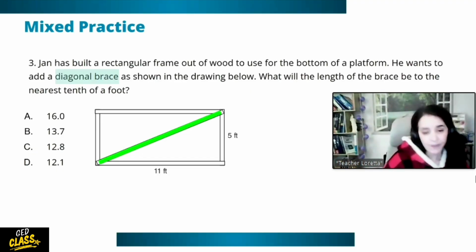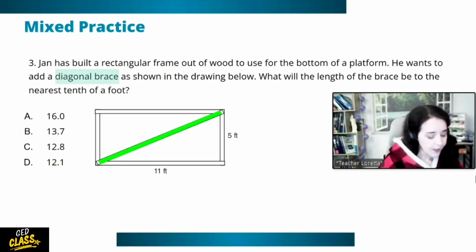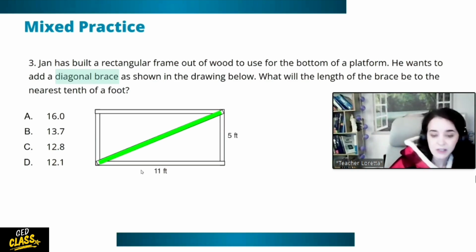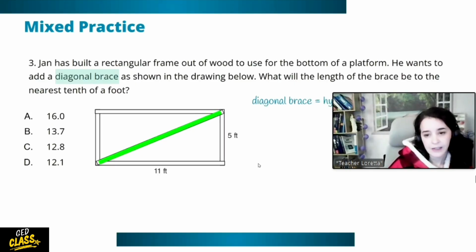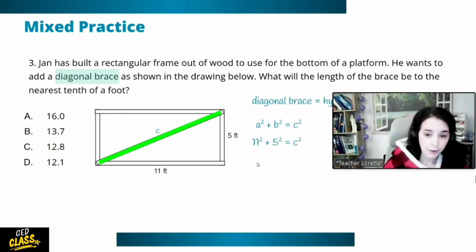So even though the problem doesn't explicitly say, hey, what's the hypotenuse of this right triangle? In essence, that is what it's saying. So we have one side that's 5 and another side that's 11, and we need the c side. So we're going to say a squared plus b squared equals c squared. 5 squared plus 11 squared is c squared. 121 plus 25 is c squared.